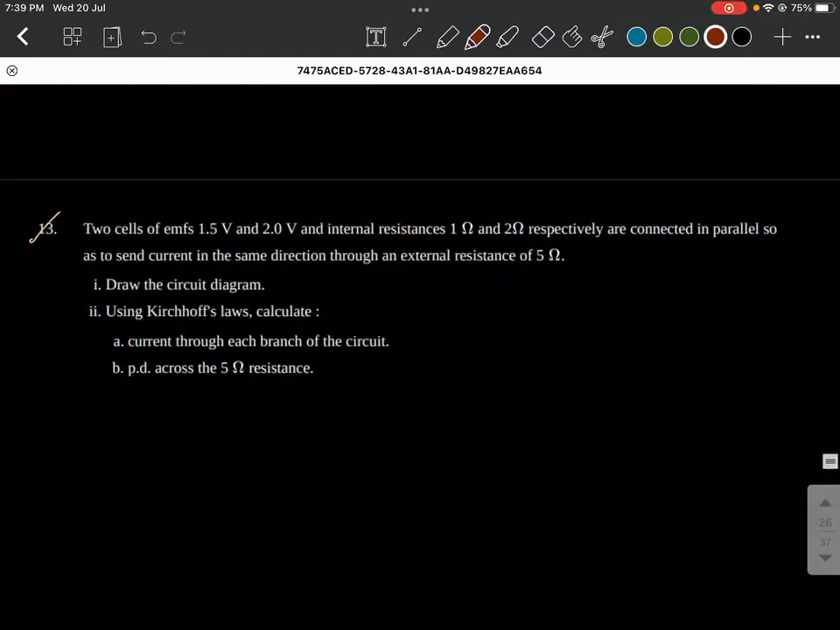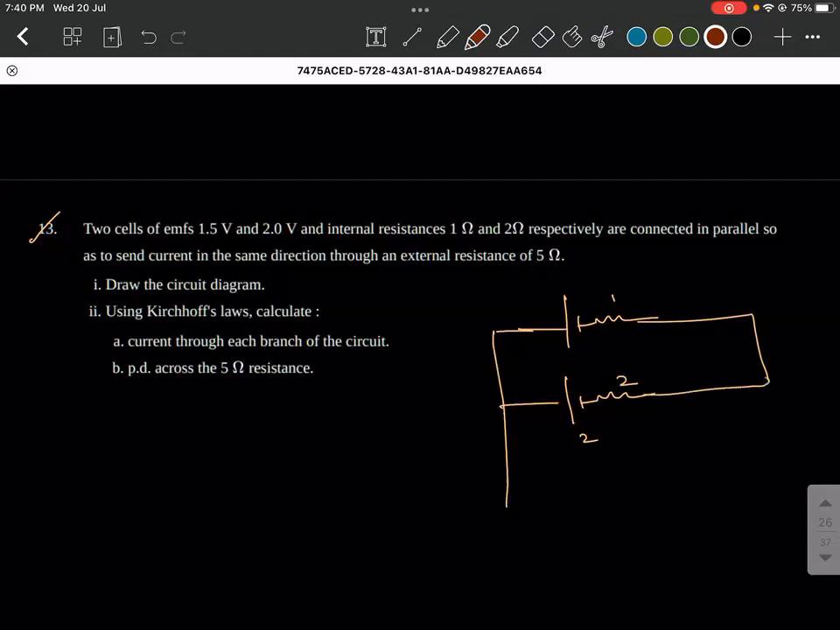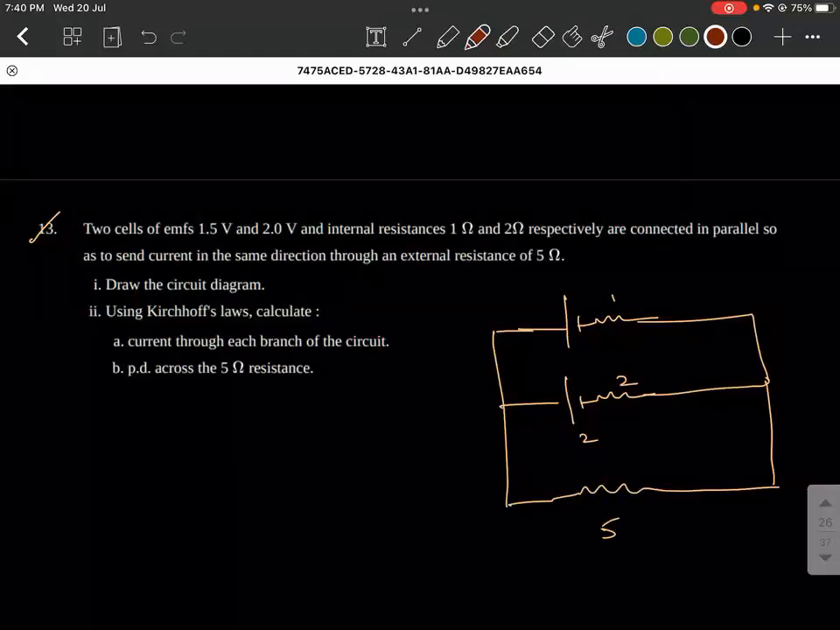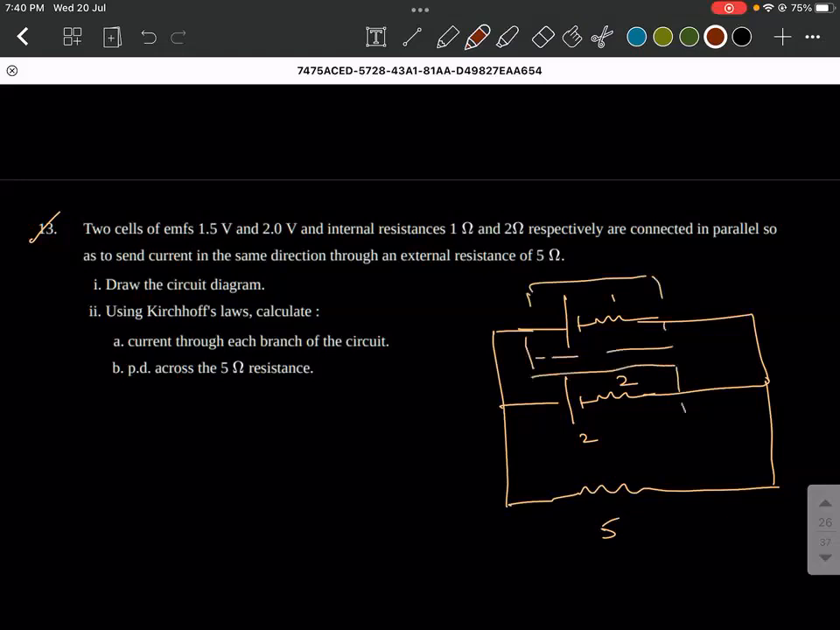13th one. 2 cells of EMF 1.5 volt and 2 volt and internal resistance 1 ohm and 2 ohm respectively are connected in parallel so as to send current in the same direction through an external resistance of 5 ohm. Same as previous problem, right? Draw the circuit diagram. 1.5, 1, 2, 2. This is connected across a 5 ohm. That is the circuit diagram. So put a box around it.